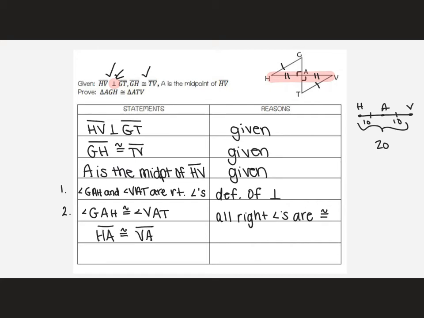Since the word midpoint is a vocab word in the given, we're going to use definition of that word as a reason. So definition of midpoint. And then looking at what they're asking me to prove, they wanted me to prove triangle AGH is congruent to triangle ATV. And if you look at the diagram, I have a right angle, the hypotenuse, and a leg. So this would be HL.